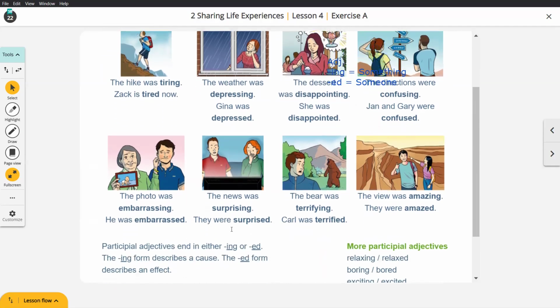Excellent. Ángeles Carlos, please. This one. The photo. The photo was embarrassing. He was embarrassed. Excellent. Estrella, the next one. Okay, thank you. Laura Maciel, please. This one. The beer was terrifying. Carl was terrified. Okay, and finally, Carla, please. The view was amazing. They were amazed.